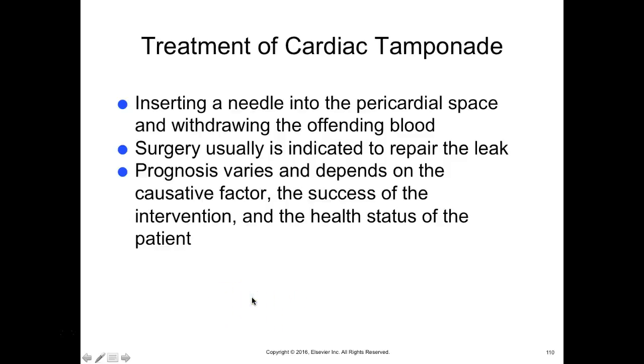Treatment. They need to insert a needle into the pericardial space and withdraw or aspirate all the blood out. Surgery is usually indicated to repair the leak, and then prognosis varies depending upon the causative factor, the success of the intervention, and the health status of the patient as well.